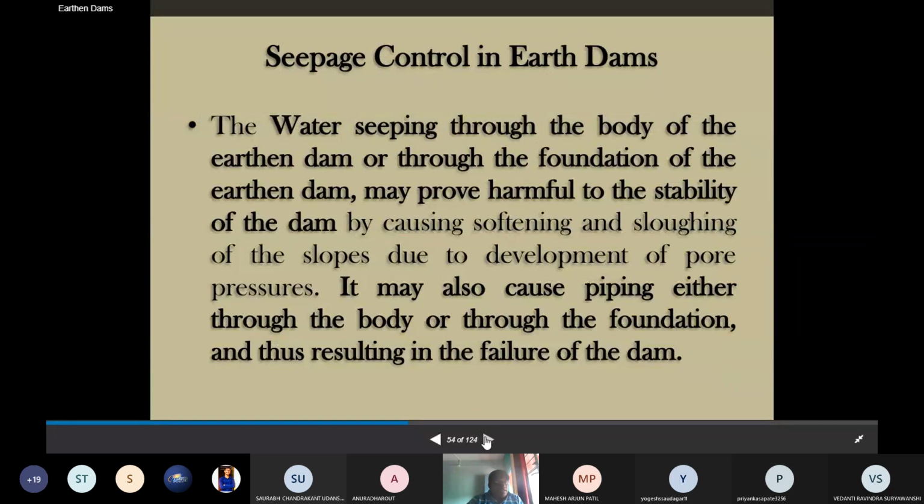Then seepage control in the earthen dam is a very important part. Today we want to discuss that. Just a minute.